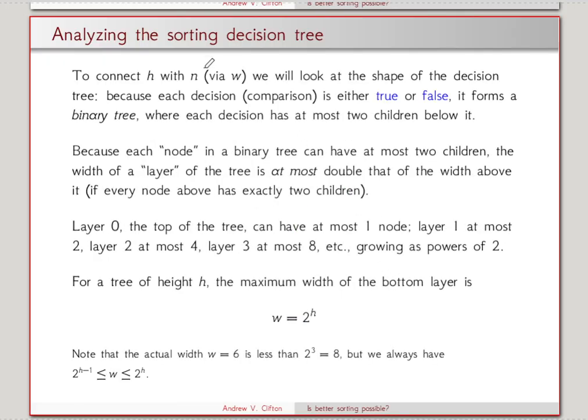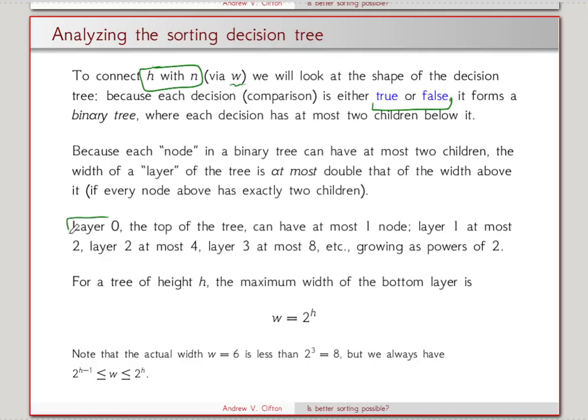Okay, so now we want to connect h with n via the width that we just calculated. Because our decision tree is a binary tree, every comparison is true or false. We're assuming that there's no equality, so everything that comes up is either true or false. Each decision has at most 2 children below it. Because each node in the tree, each comparison, can have at most 2 children, the width of each layer is at most double that of the width above it.